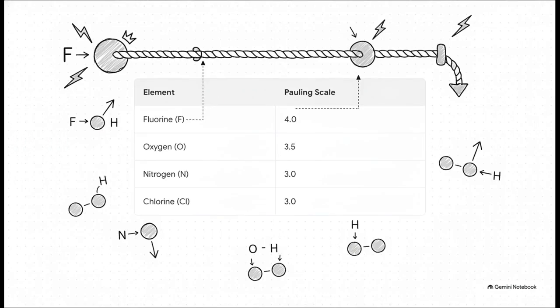Now, to measure that tug-of-war, we rely on the Pauling scale. You absolutely need to memorize these Pauling scale numbers. Consider them your essential exam toolkit. Fluorine is the undisputed king here at a perfectly assigned 4.0. Oxygen sits right behind it at 3.5, while nitrogen and chlorine are tied at 3.0. Whenever you're trying to figure out which way a bond is polarized, you just look at these numbers. The atom with the higher number wins the electron tug-of-war every single time.